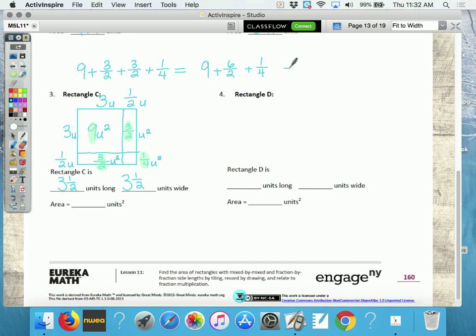Are you ready for this? 9 plus 3 plus 1/4. Which is equal to what for me? 12 and 1/4. So we didn't have to change the denominators, did we? Okay. So here's what I want you to do.